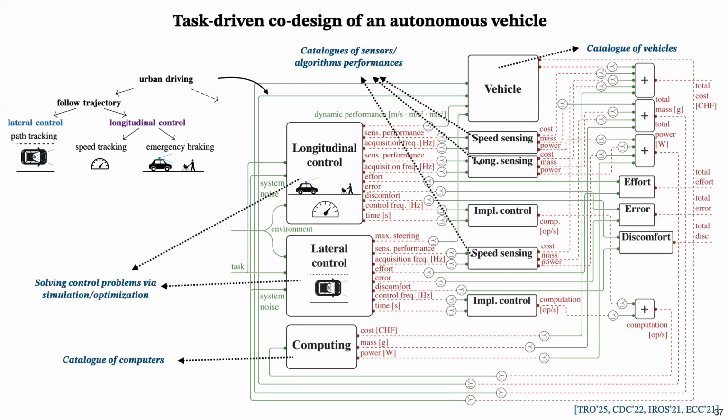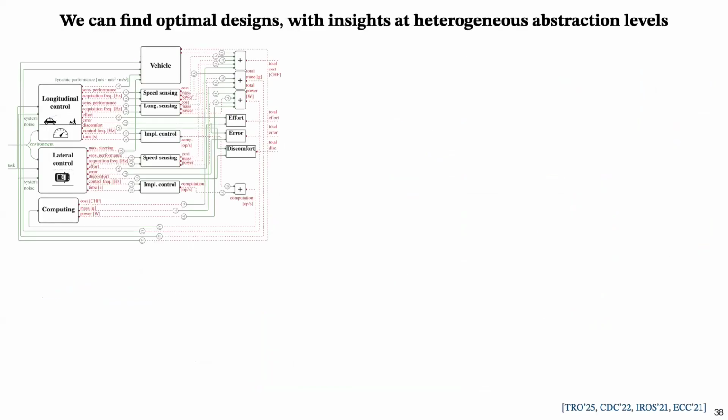Now, of course, each box has its own traditional way of populating it. If you are thinking about control, you can run simulations or solve optimization problems. If you think about perception, there are all sorts of benchmarks. If you think about computing, you can take a catalog of NVIDIA chips. You know, you name it. Whatever component you are thinking about, there is a way to populate it. And I want to show you now what you do with it.